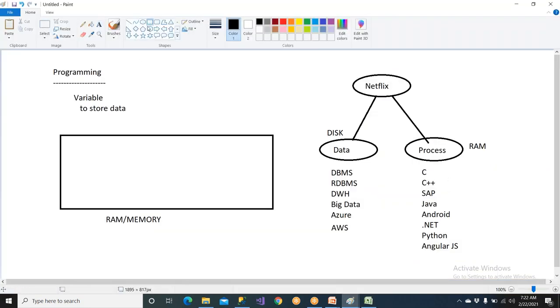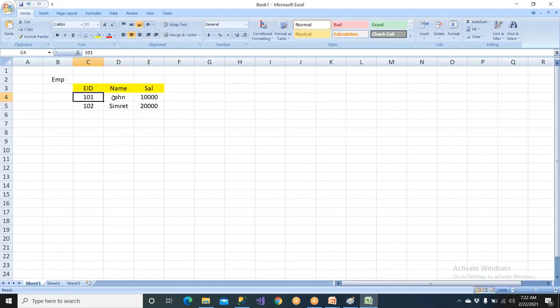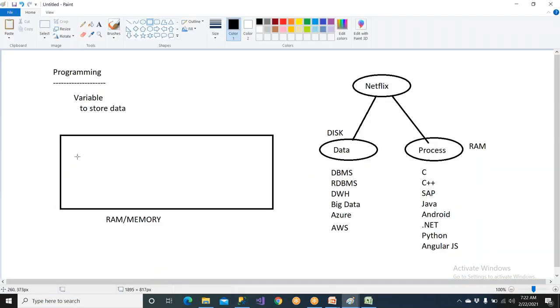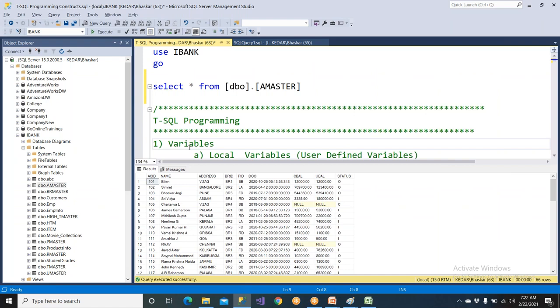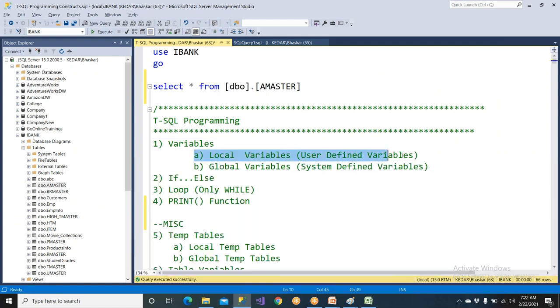I need to create a lot of variables. So how many variables do I create? One, two, three. I need to create variable number one, variable number two, variable number three, and each variable is a memory space. Clear? So what is a variable? A variable is a memory space. So this is the syntax to create a variable. Clear? So we're talking about local variables.